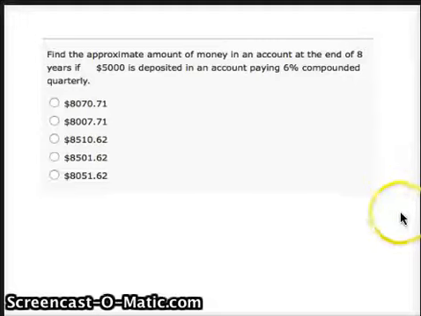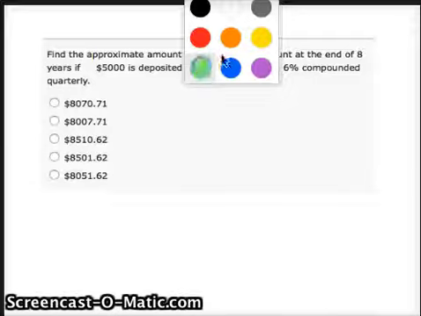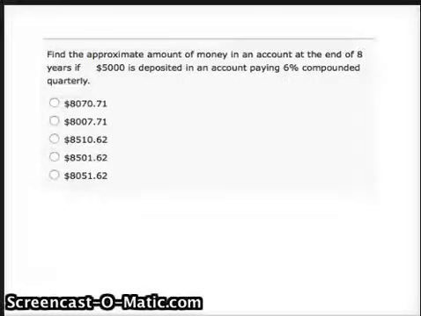There we go. Okay. All right, so find the approximate amount of money in an account at the end of 8 years that $5,000 is deposited in the account, paying 6% compounded quarterly. Key is compounded quarterly. Okay, so we're talking about money.